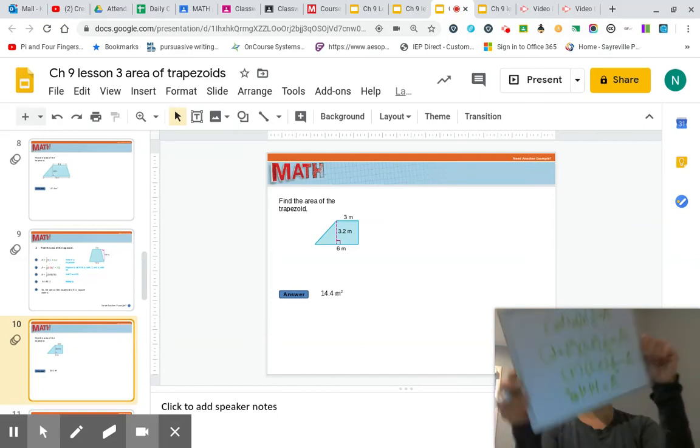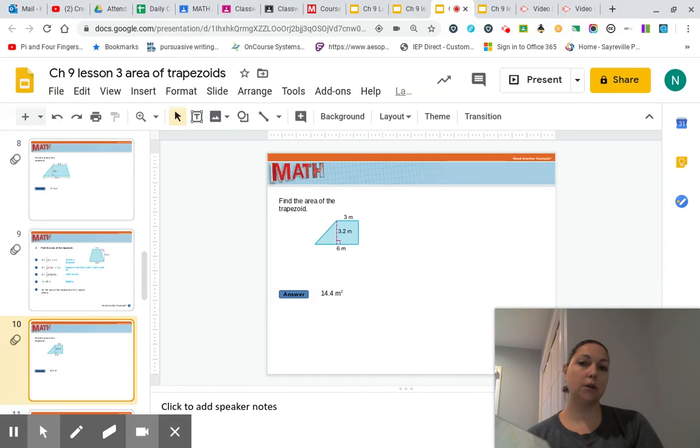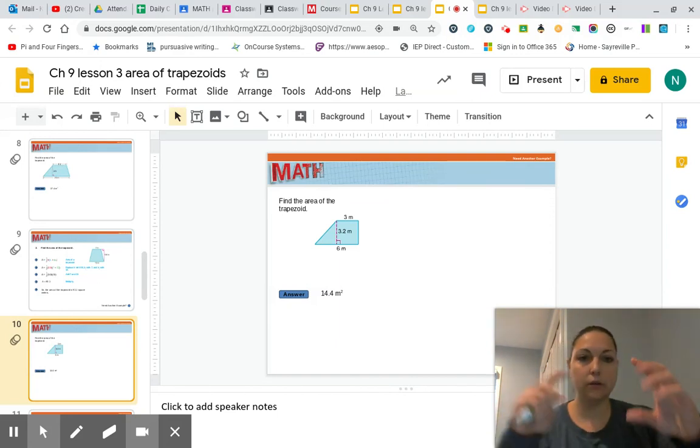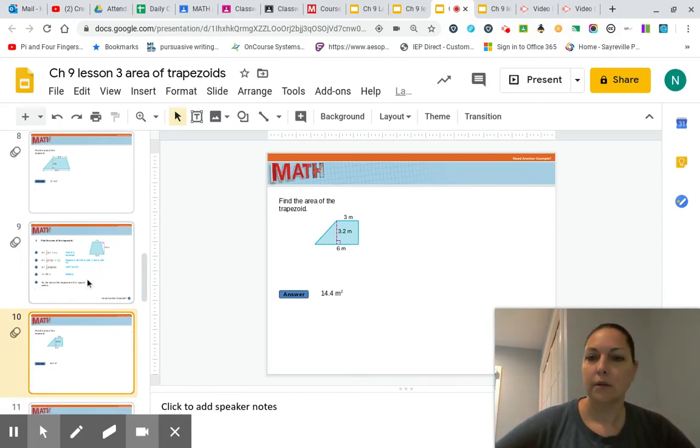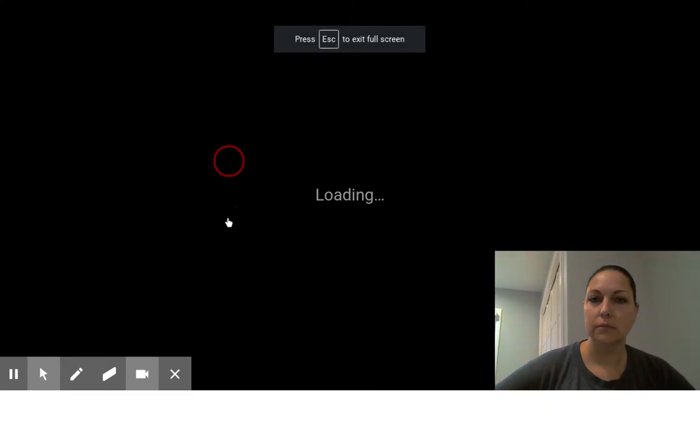Here is the work that you should be showing us in classroom. Okay, you can always go back and you can pause the video. I know it's a small little screen, but I'm sure you guys can figure out how you can go ahead and zoom that in there. All right, now we're going to talk about finding the missing side.